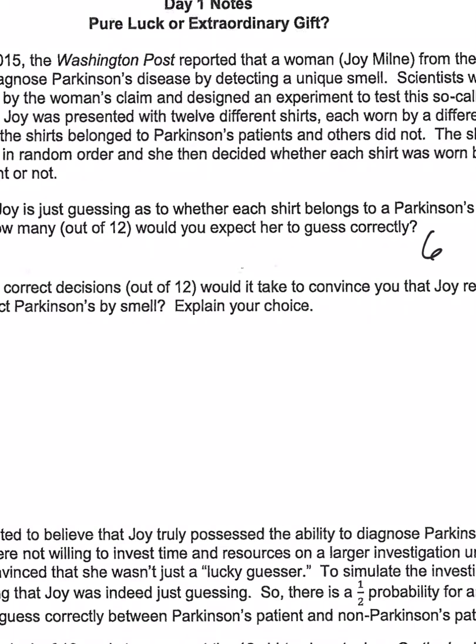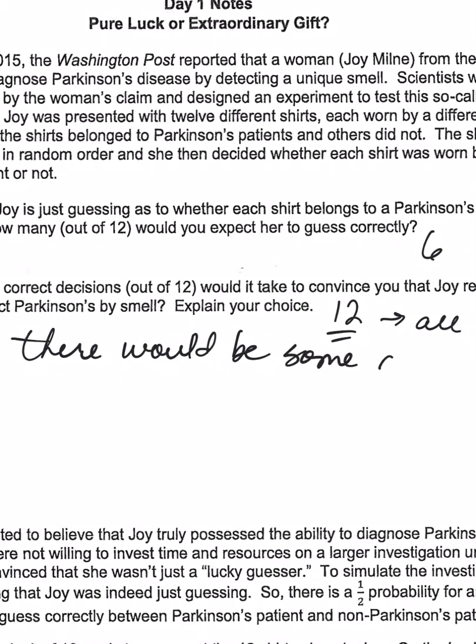How many would it take to convince you that she could detect it? About 12. We would want to say 11 or 12, but really 12, because we would need true proof. And any one of them being wrong would indicate there's some flaw in her ability, wouldn't it? So explain our choice. If not all correct, there'd be some doubt.